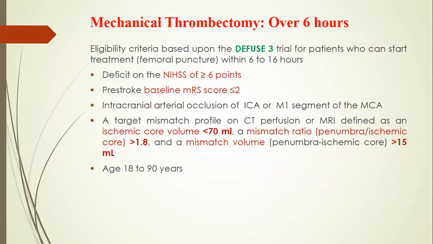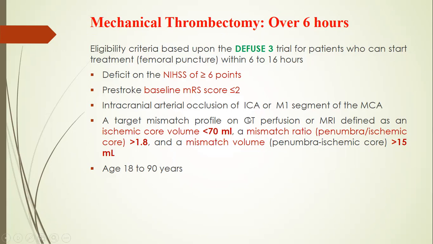Let's come to the DIFFUSE 3 trial. In this trial, they have included the patients who presented to the stroke emergency within 16 hours of the stroke, 6 to 16 hours of the stroke. Patient NIHSS score should be more than 6, and baseline modified Rankin scale should be 2 or less than 2. That is only mild disability. And on angiography, the patient should have intracranial occlusion, ICA or M1 segment.